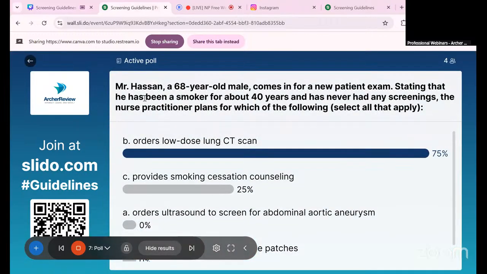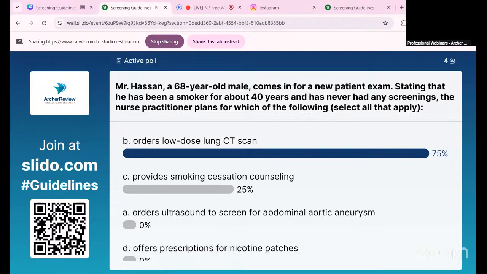So if we go back to our question over here, I'm going to give you just a second. Mr. Hassan, 68 years old, comes in for a new patient exam. He's been a smoker for 40 pack years and has never had any screenings. The nurse practitioner plans for which of the following? Again, select all that apply.